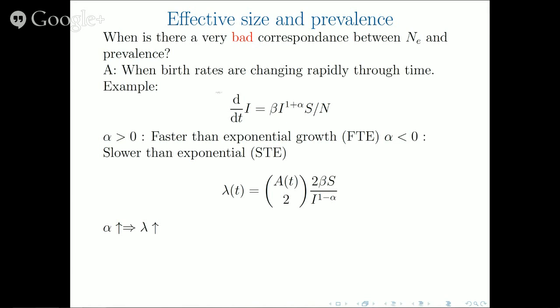There are. Shown here is a model where the birth rate changes rapidly through time. In this case, incidence isn't just proportional to I times S, it's proportional to I raised to a power of 1 plus alpha. If this exponent alpha is greater than 0, then the population will grow faster than exponentially, so birth rates are increasing. If the exponent is less than 0, then the population will grow slower than exponentially, so birth rates will decrease. If we plug this into our solution for the coalescent rate, we get something similar to what we had before, except now in the denominator we have the number of infected raised to a power of 1 minus alpha. So if we increase the exponent alpha, the coalescent rate increases. And this can lead to some counterintuitive results.